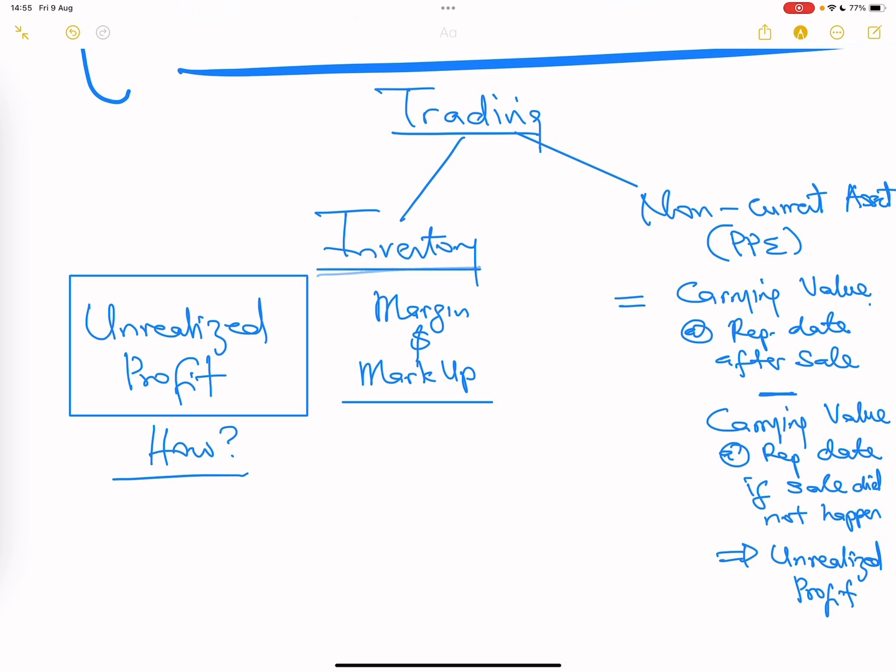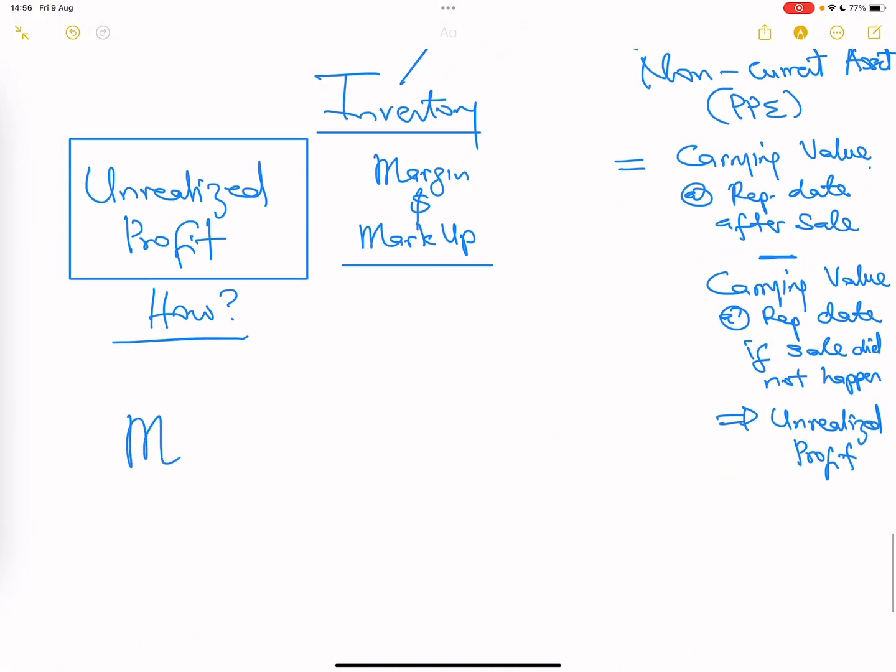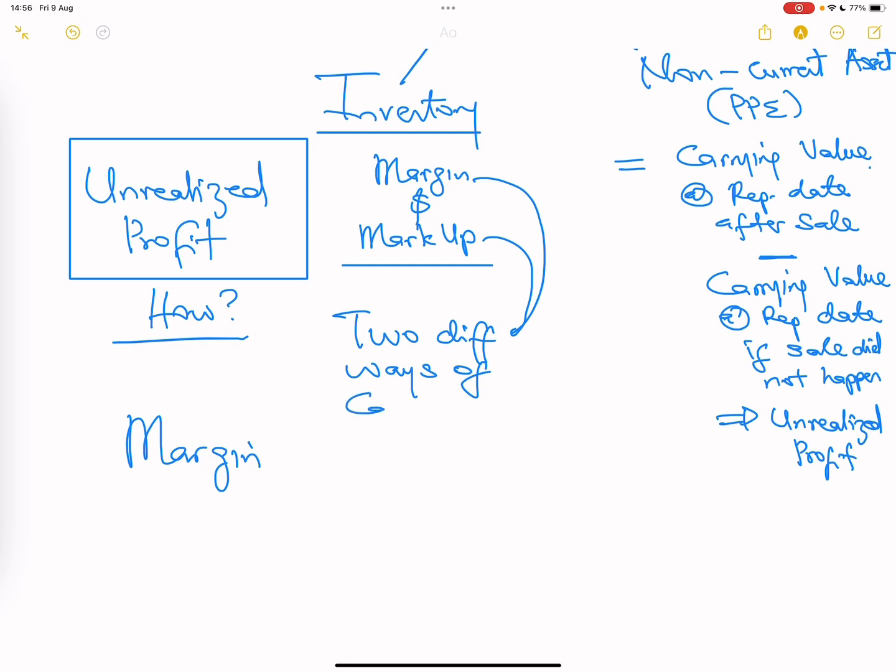However, for inventory, it is not like that. Usually you have to use either your margin knowledge or your markup knowledge. So let me quickly give you a flashback on markup and margin, because I know it's a concept that students struggle with a lot. Whether you are talking of margin or markup, they are just two different ways of calculating profit. I will represent profit with that lambda sign so that I don't have to write profit in full.